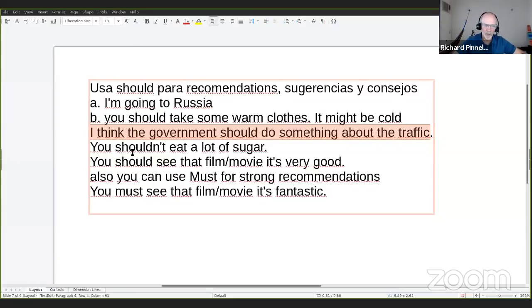Let's carry on with the next one for Israel, I think. You shouldn't eat a lot of sugar. Very good. You should see that film. It's very good, Nancy. You should see that film. Movie, it's very good. Yeah, solo vas a usar uno. Film, si estás, es el inglés británico, o movie. Puedes usar cualquiera que sientes más cómodo. You should see that film. It's very good. Ok, vamos a seguir entonces.